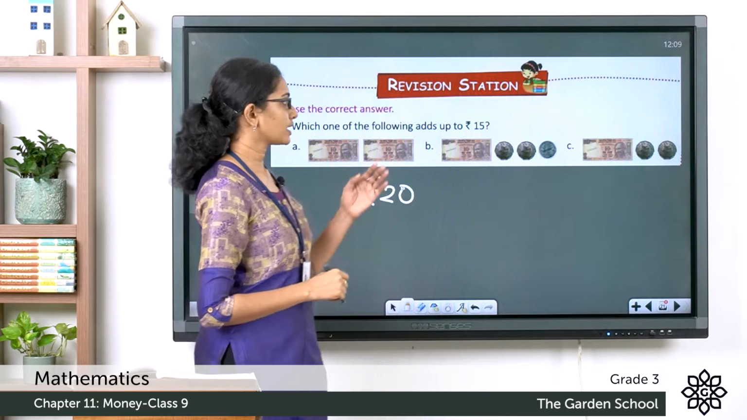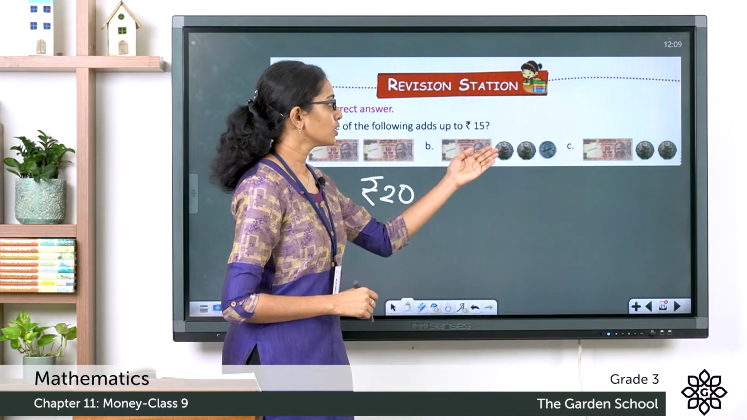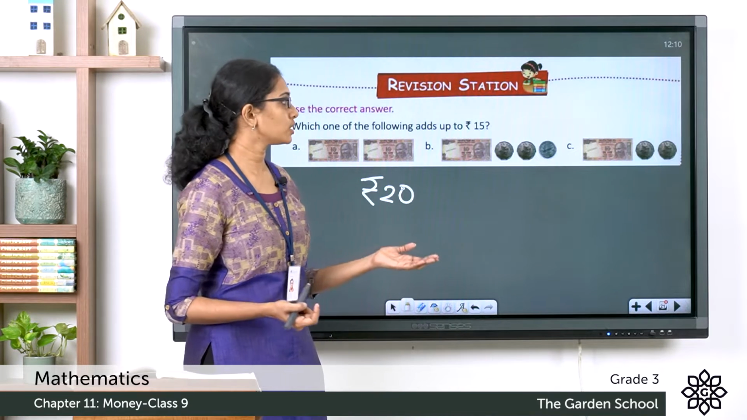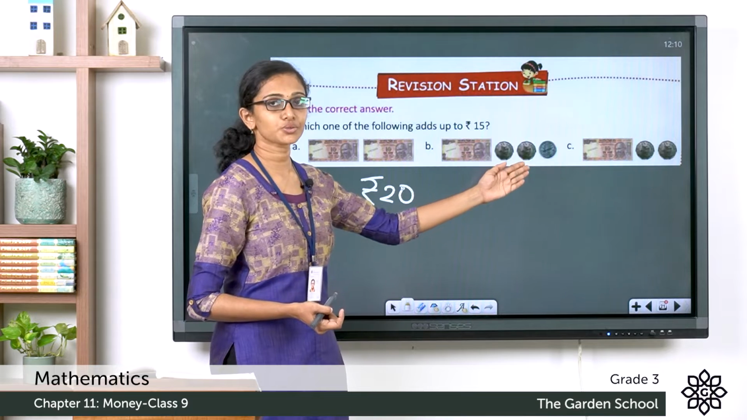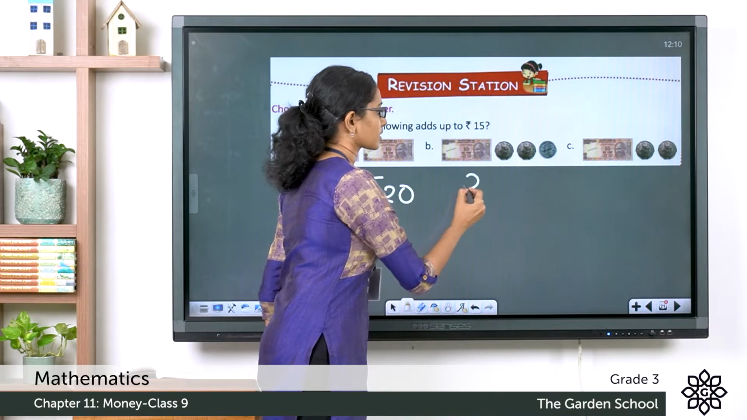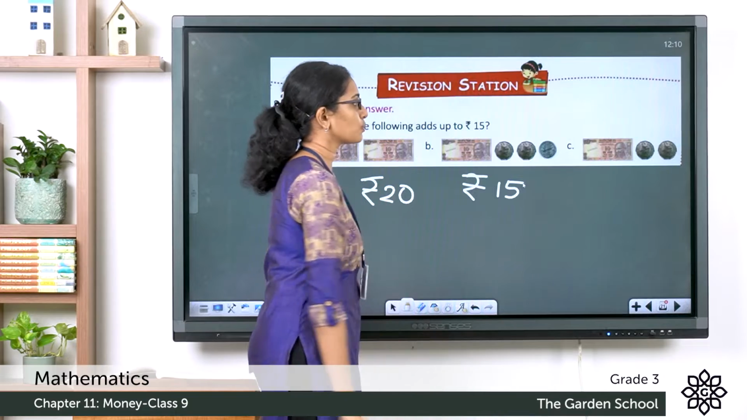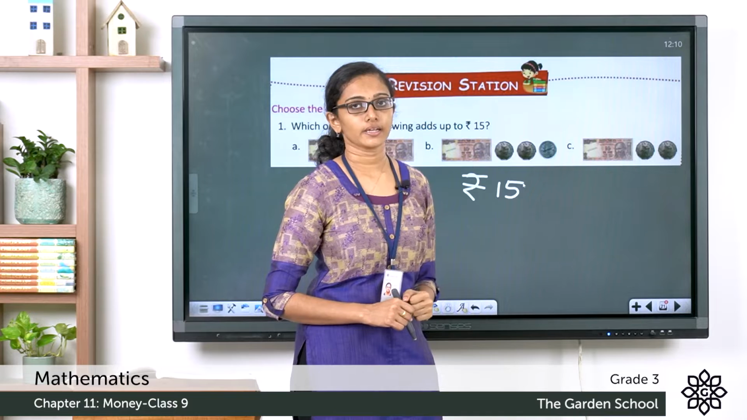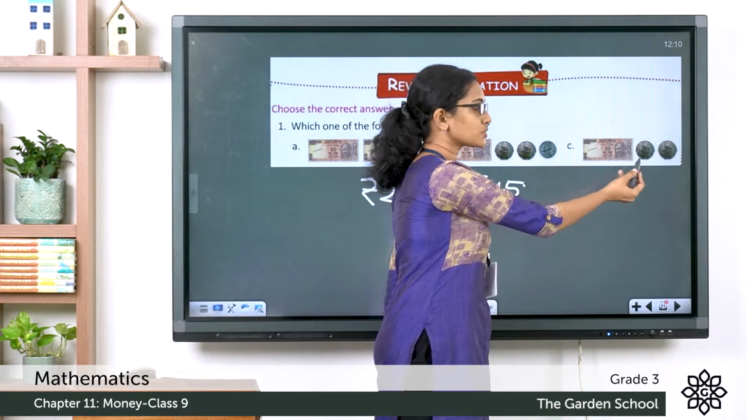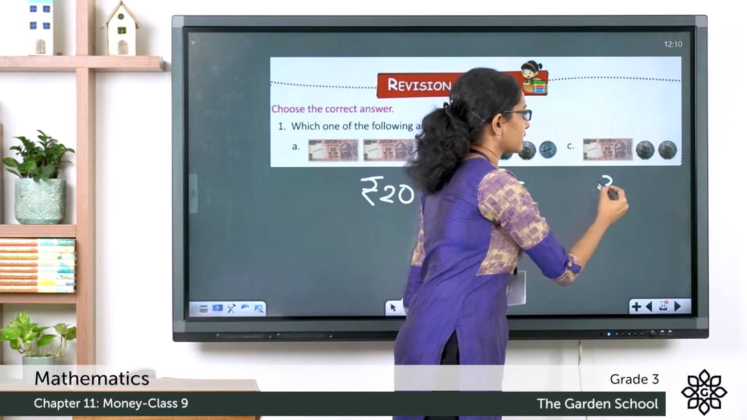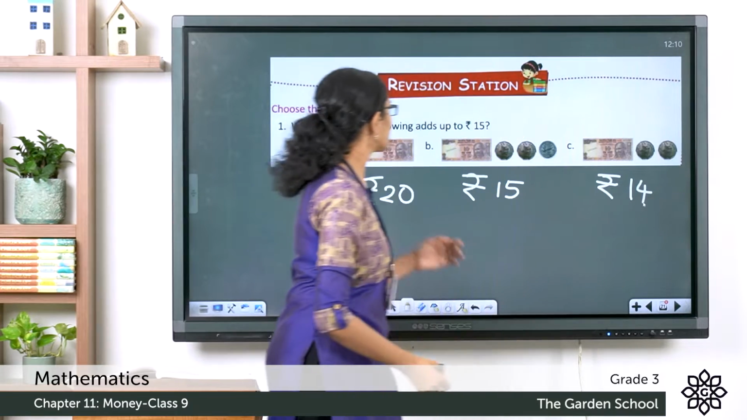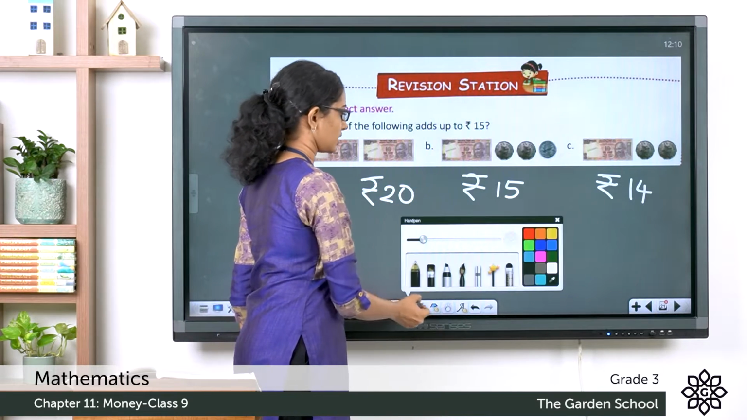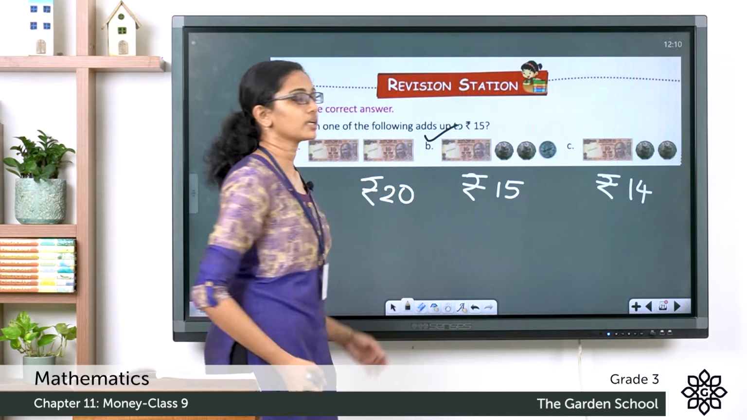Now the next one, in choice B, you can see a 10 rupee note, 2 2 rupee coins and 1 1 rupee coin. So here the total amount will be 10 plus 2, 12 plus 2, 14 plus 1, 15. So here the total amount is 15 rupee. Now in the third choice you have a 10 rupee and 2 2 rupee coins. So here the total amount is 10 plus 2, 12 plus 2, 14. So which is the correct choice here? Which is the choice that adds up to 15 rupee? It is choice B. So you may put a tick mark there.